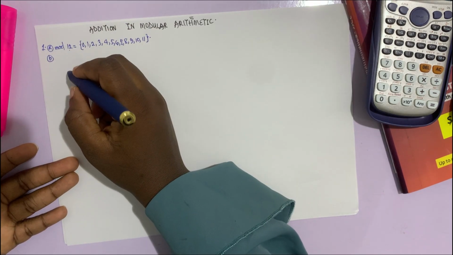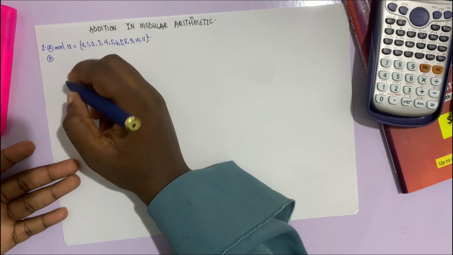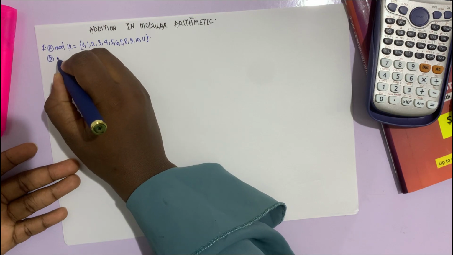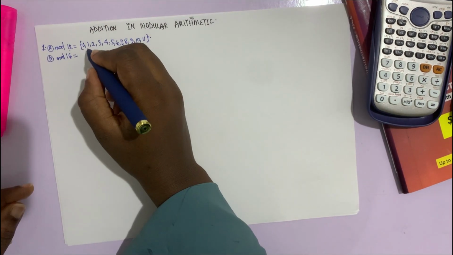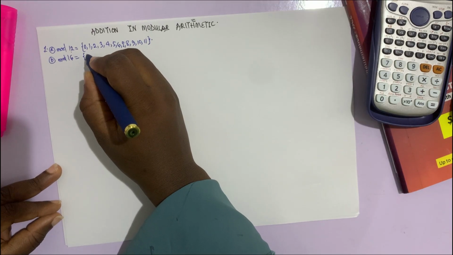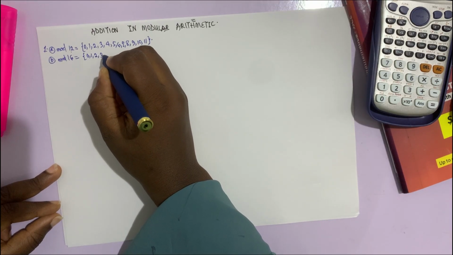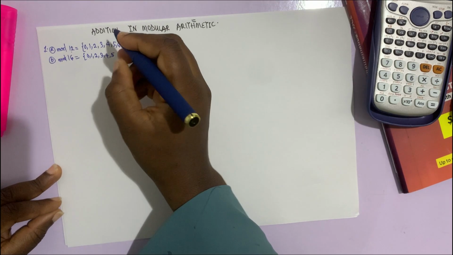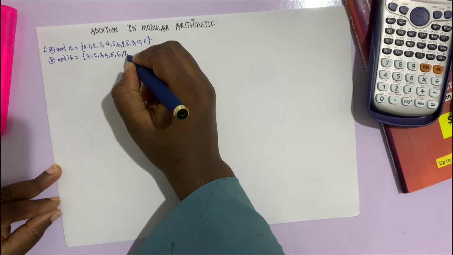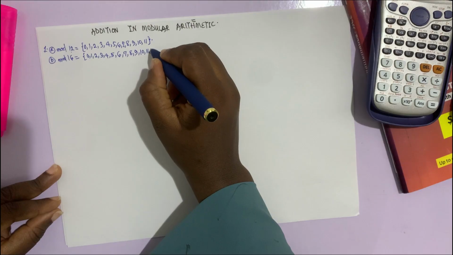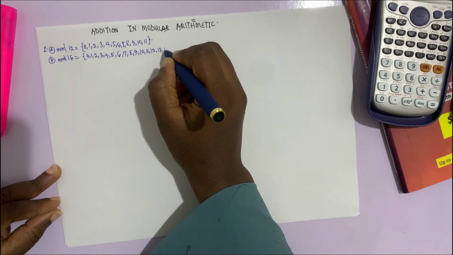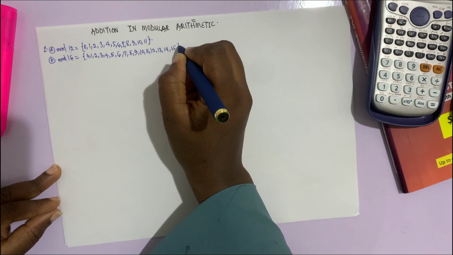The second question asks us to look for the set of residues for modulo 16. And that would be 0, 1, 2, 3, 4, 5, 6, 7, 8, 9, 10, 11, 12, 13, 14, and 15.